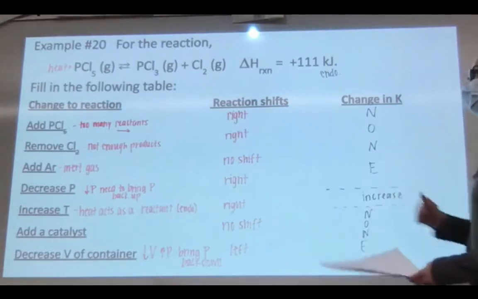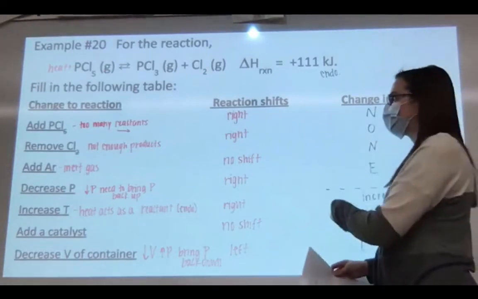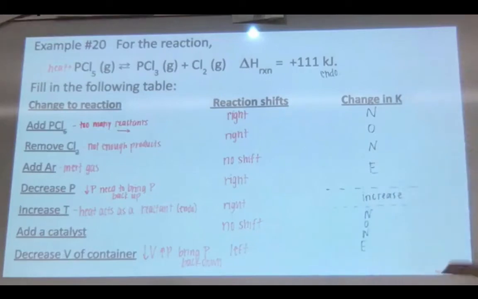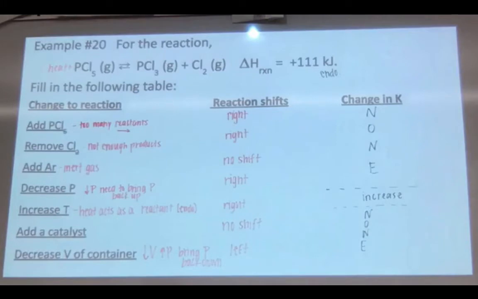So this was combining the way that the reaction shifts. So you're looking at, are you creating more products or more reactants? And then also how it changes K. Any questions on that? We have two more that are kind of practice AP style free response questions. They're short though. They're examples 21 and 22. Any questions on this?